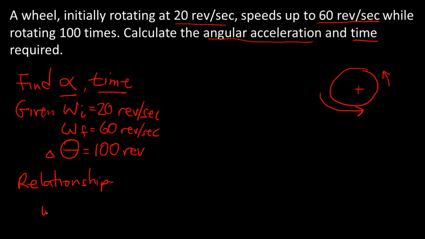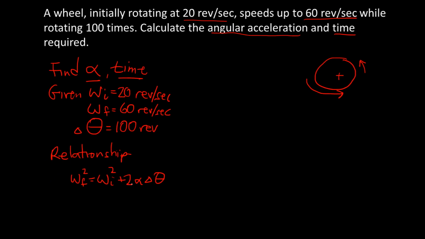My final angular velocity squared is equal to my initial angular velocity squared plus 2 times alpha times my change in position. So I know this, I know this, I know this, or at least can figure it out, and I'm looking for this thing here. So we're in pretty good position. And the other relationship that we have is that 1 revolution is equal to 2 pi radians.